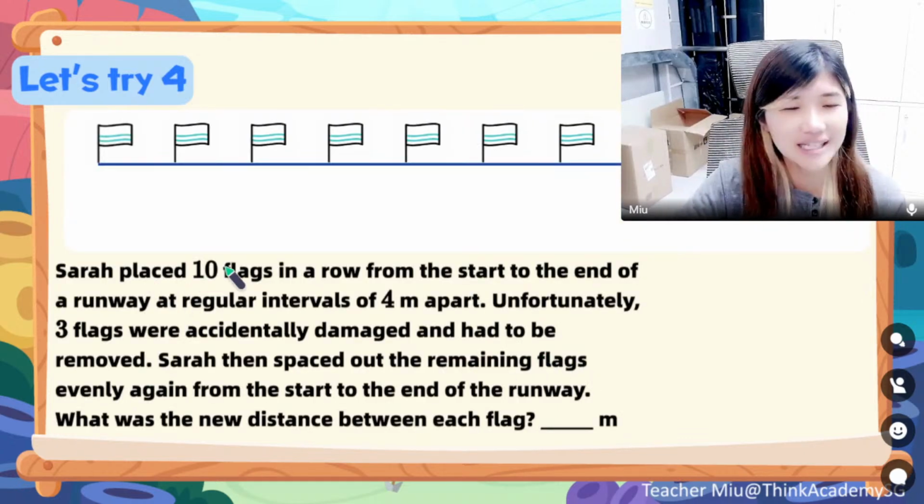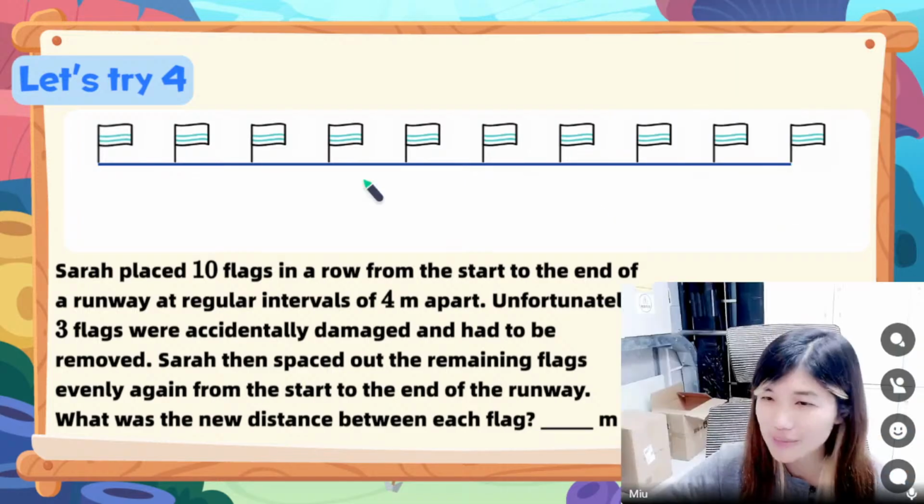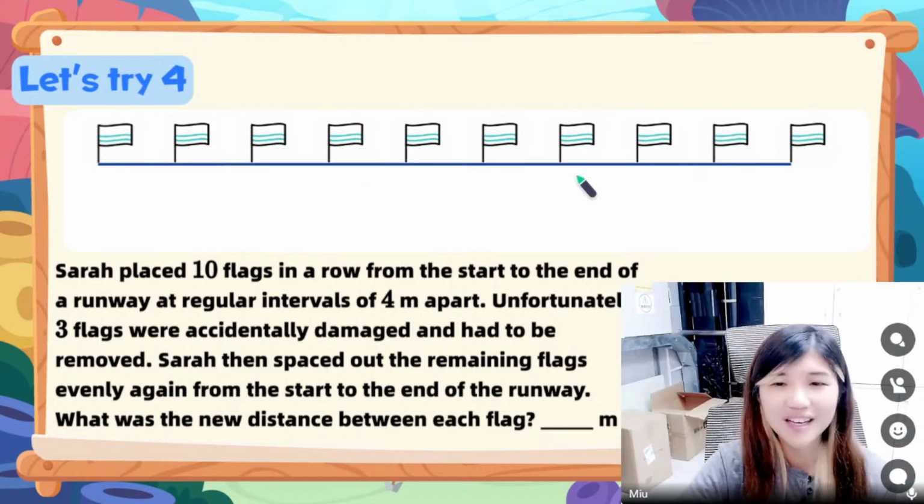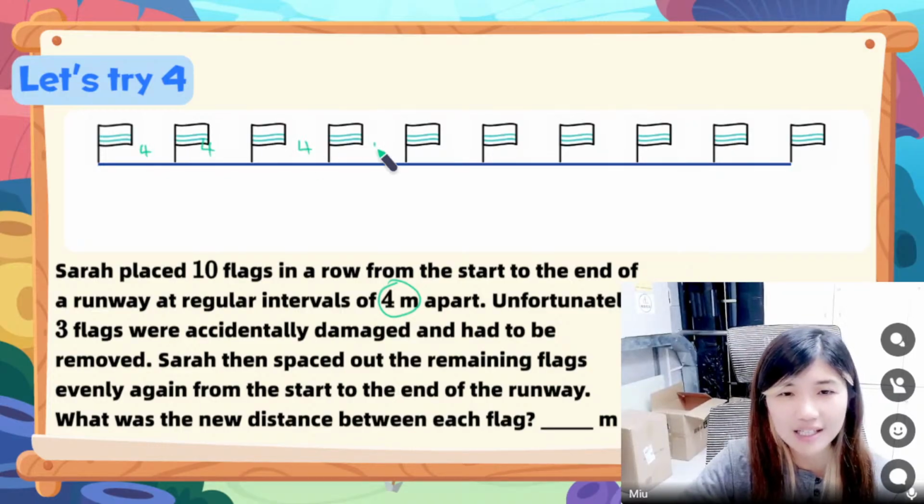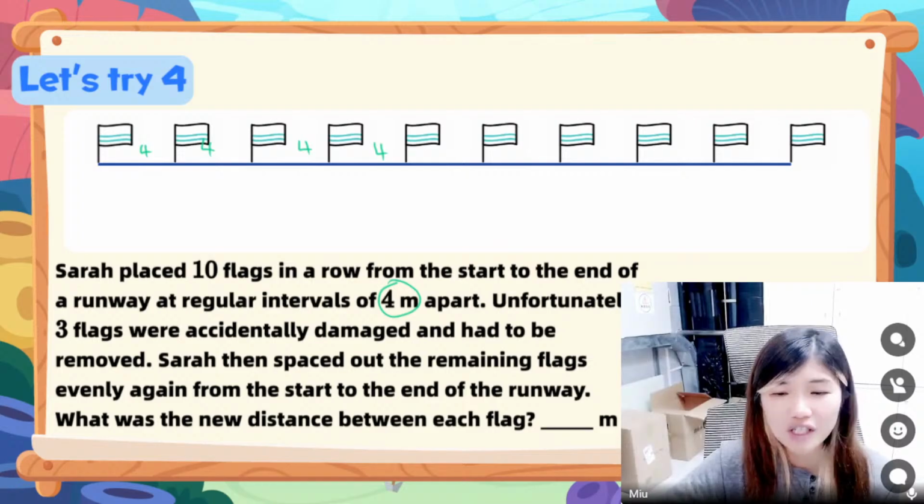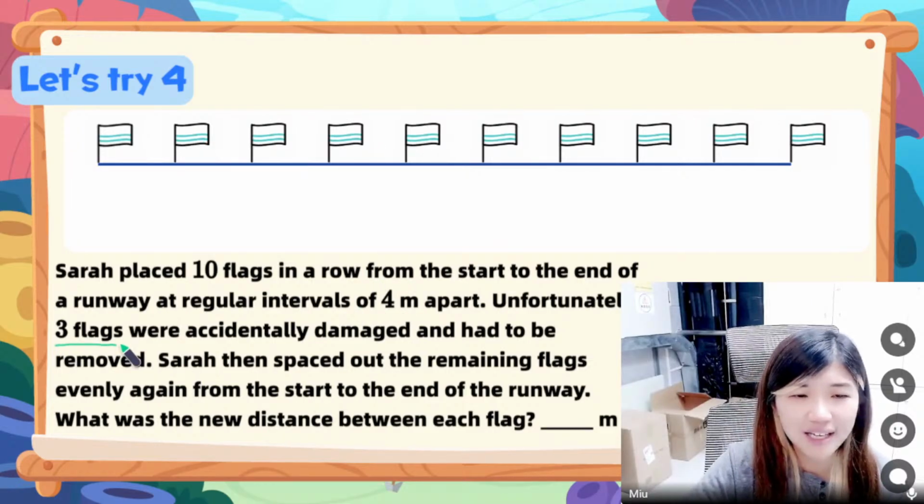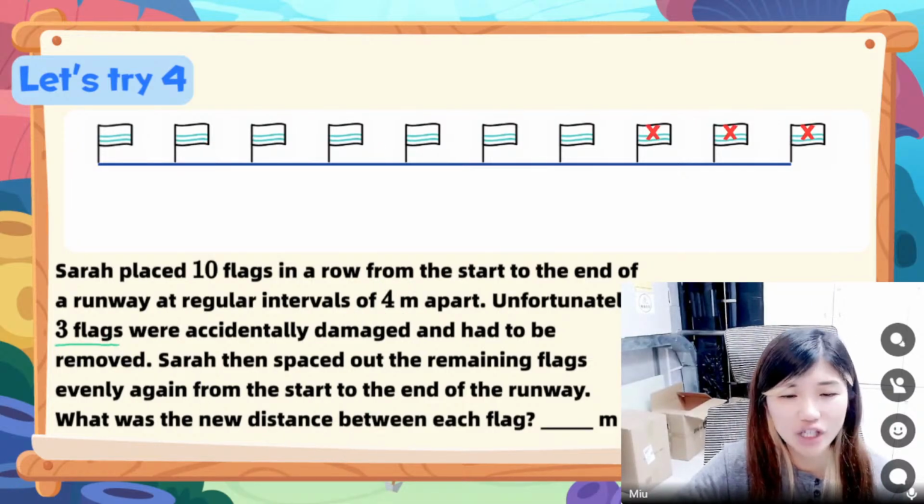It says Sarah placed 10 flags in a row. Okay, let me show you. 10 flags in the row, starting from the start and the end of the runway at a regular interval of 4 meters apart. That means this is 4 meter, this is 4 meter, this is 4 meter, and this is 4 meter. All right. Unfortunately, 3 flags were accidentally damaged.